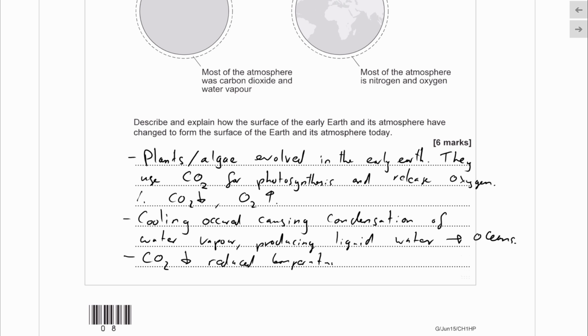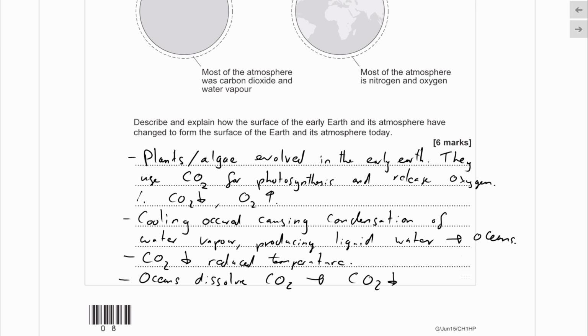Okay. One thing to note is that now that you've got your oceans, or you've got your liquid water, oceans are actually a massive sink for carbon dioxide. They will dissolve carbon dioxide, and so increasing the amount of water further decreases the amount of CO2. So the oceans dissolve CO2, which leads to CO2 levels going down further.